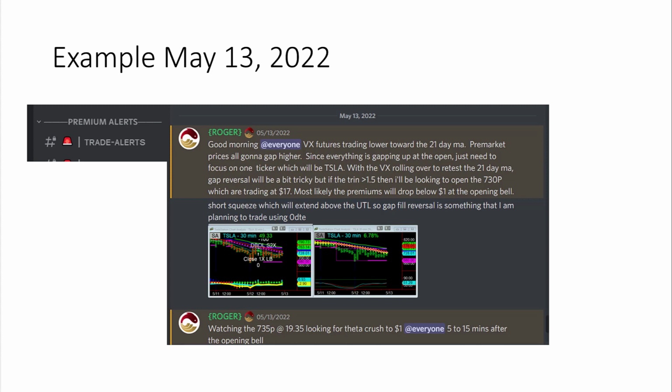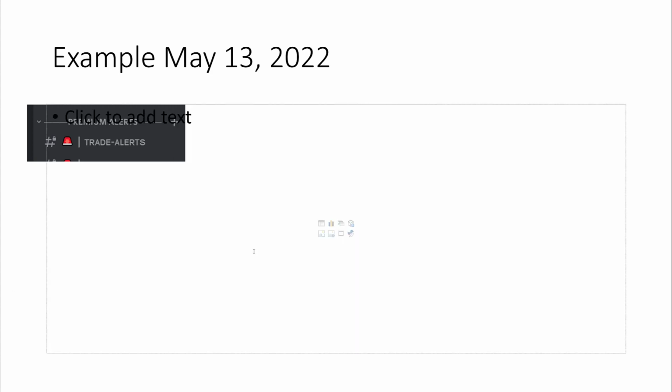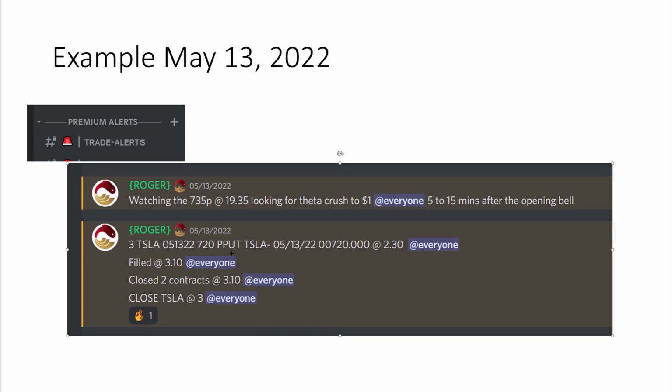Yeah. So right after I said I was watching the 735 puts, I opened up 3 put contracts in a gapping market that was super bullish, the 720, and I picked up 3 contracts, and that's because I have a running balance that's already greater than $1,500 from the previous trades.